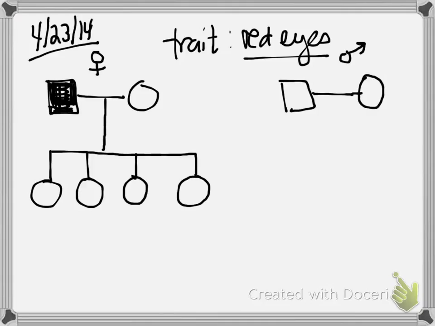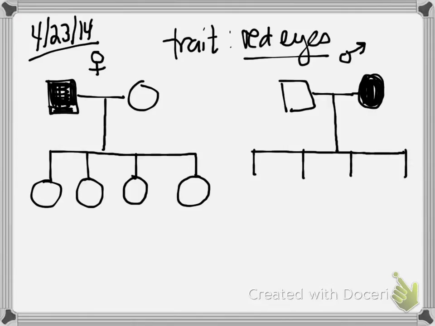On the paternal side, paternal grandmother has red eyes. So on the paternal side, which one of those squares is going to get colored in? The circle. There is the paternal grandmother, and she is affected. Paternal grandfather has brown eyes. 2 paternal aunts have brown eyes. 1 paternal aunt has red eyes. So we have 3 aunts, 1, 2, 3, and we have the dad.